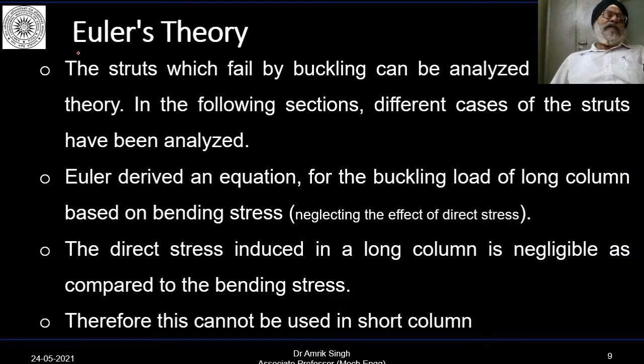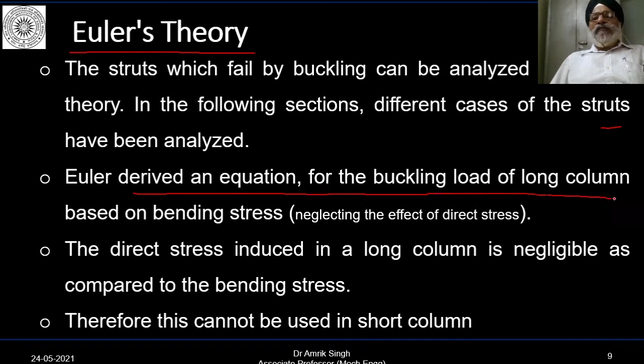So now Euler, a scientist, gave a theory to express these phenomena. As we know, for every theory there are certain assumptions. So before starting this theory, we have to discuss the conditions. Euler gave a theory which is known as Euler's theory. According to him, the strut which fails by buckling can be analyzed by his theory. In the following section, the different cases of struts will be analyzed. Euler derived an equation for the buckling load of long columns based on the bending stress.